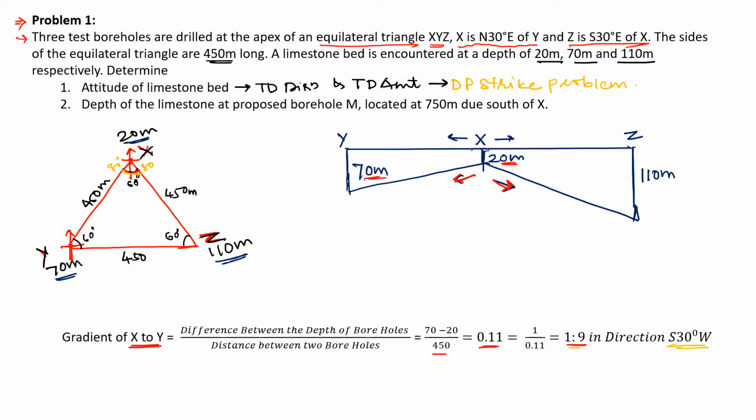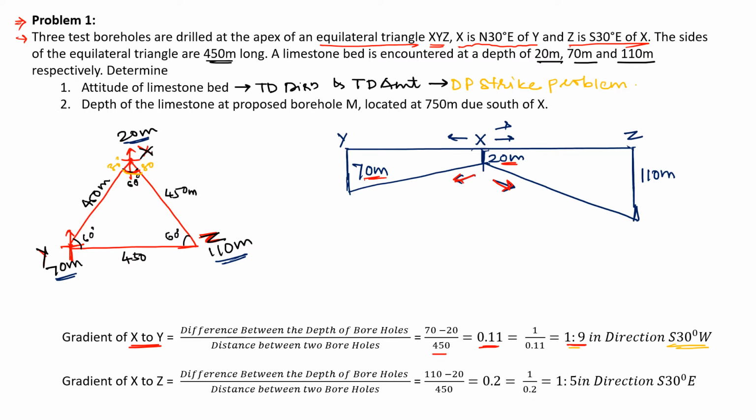Same way we'll calculate the gradient from X to Z as well. How will we be calculating? The same. We have depth 110 minus 20 divided by 450. We got the answer as 0.2. So 1 by 0.2. 1 is to 5. In which direction? South 30 east. How? Because for X to Z they have already given the direction. South 30 east we calculated.